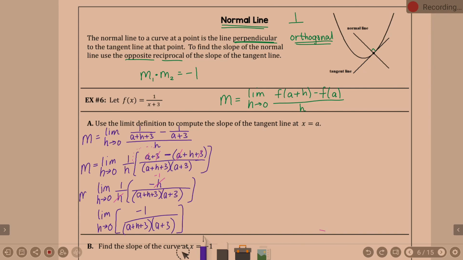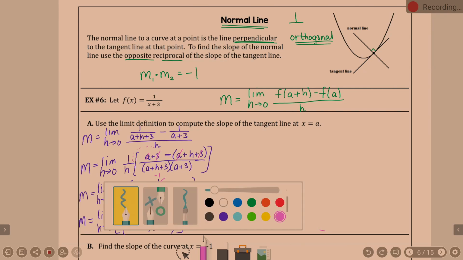Okay, I've dropped off my m equals. These were all slopes, right? So what's going on here? What do we do next? Can we plug in the 0? We're ready to take the limit now, because we're now at the point where we're not going to get 0 over 0. And how do we take the limit as h approaches 0?